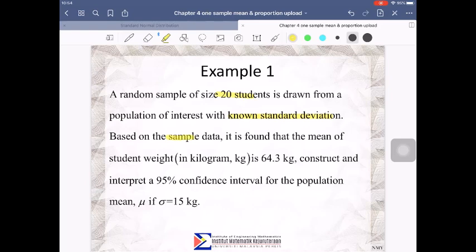Based on sample data means that this one is the value of x bar, 64.3. Construct and interpret a 95% confidence interval for population mean mu if sigma equals 15 kg. We take out all the information we have inside this example.